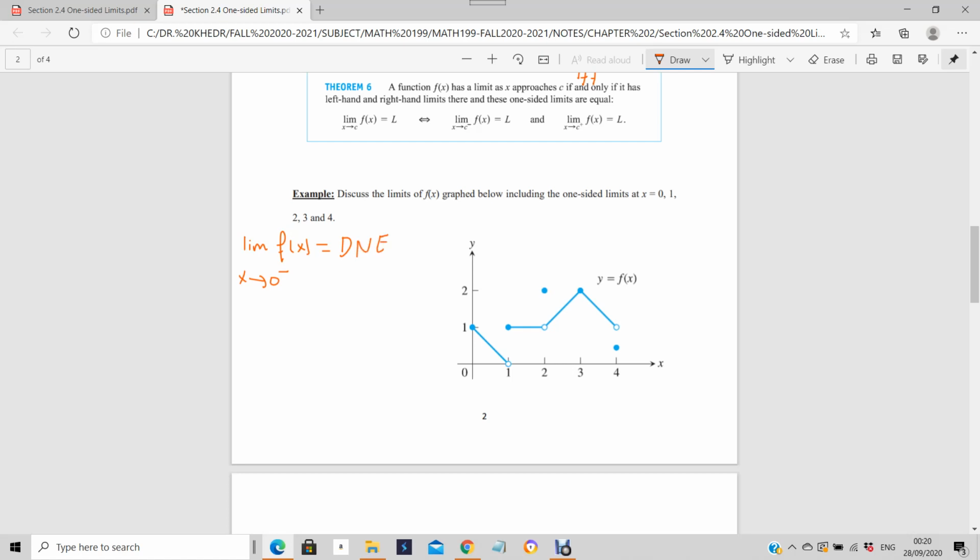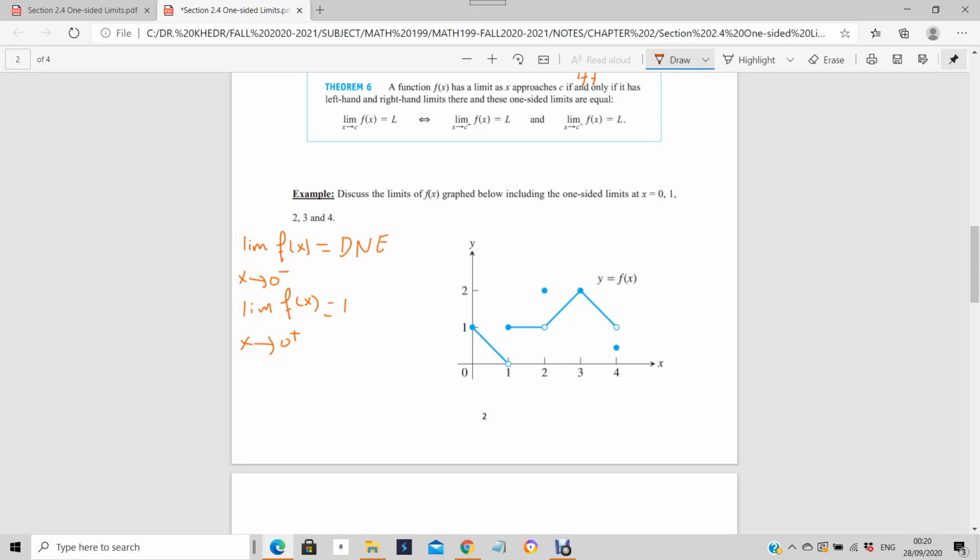Okay, how about the right side? Lim f of x as x goes to 0 from right side. As x is approaching 0 from right side, x is getting closer to 0, then the function is following this line, okay, and is going to 1. As x is getting closer to 0, the value of y is getting closer to 1. So we'll say the right side limit as x goes to 0 is 1.